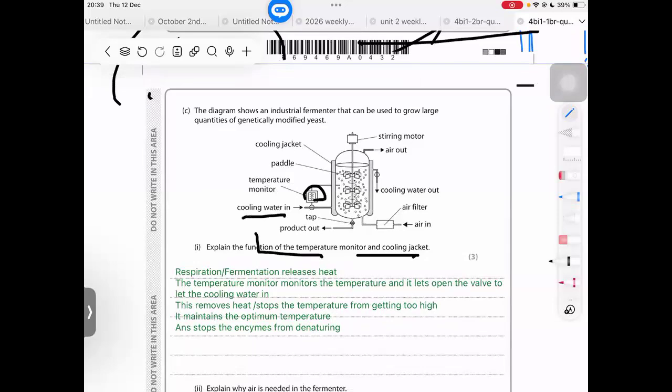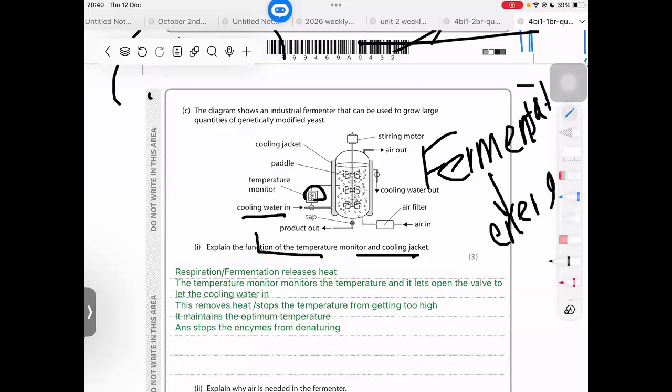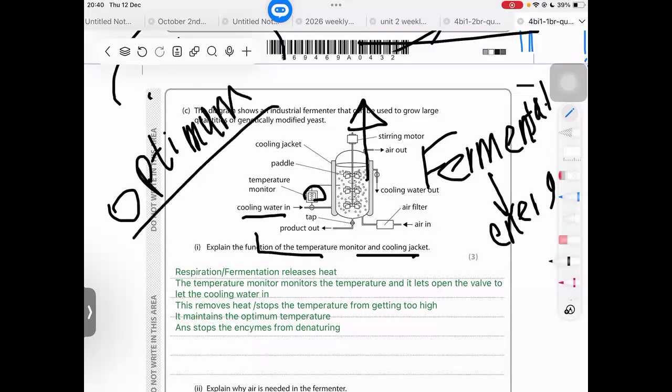So what happens is in the fermenter, fermentation takes place. Fermentation actually releases energy. This energy could be in the form of heat. So when excess heat energy is produced, what happens to the temperature inside the fermenter? The temperature inside the fermenter increases beyond the optimum value. Optimum means sort of like the maximum, right? But it's not really the maximum. Optimum is the required temperature for the enzymes to work, or the temperature that the enzyme works best at.